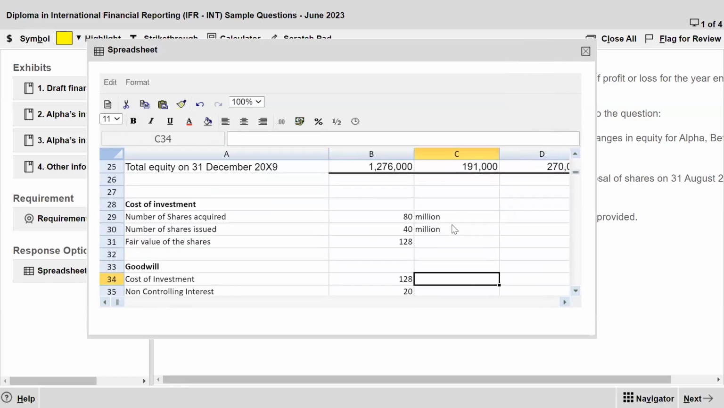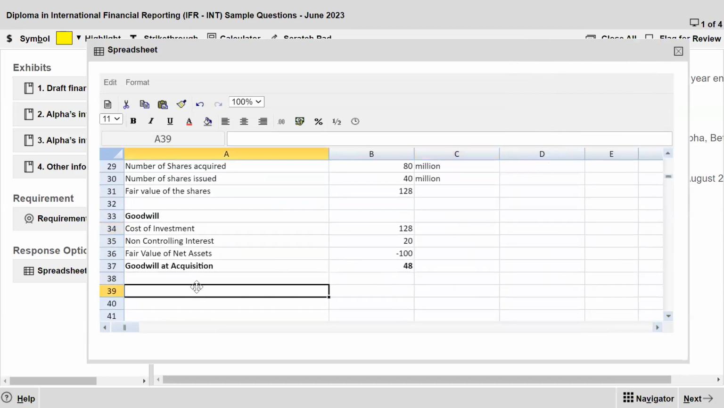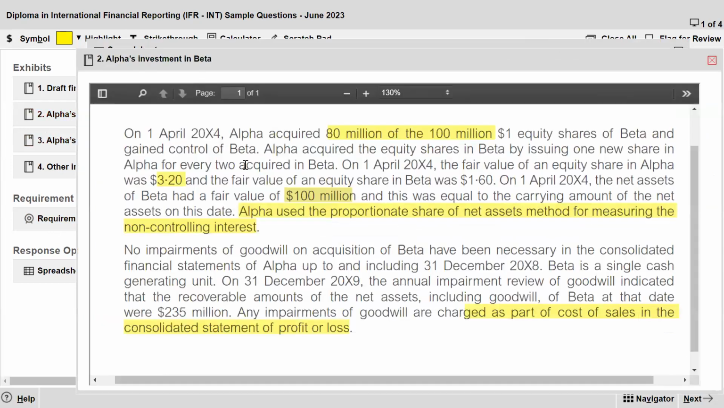So I repeat, this is actually going to be the goodwill at acquisition, which is basically $48 million. So we've been able to calculate the goodwill using this information. What was the information? This was the information that was there. And on the basis of this, we have been able to calculate the goodwill. Now let's move a bit forward and discuss further.